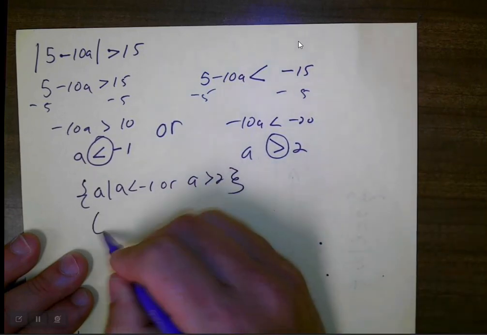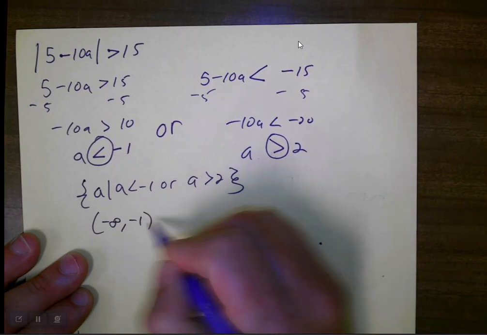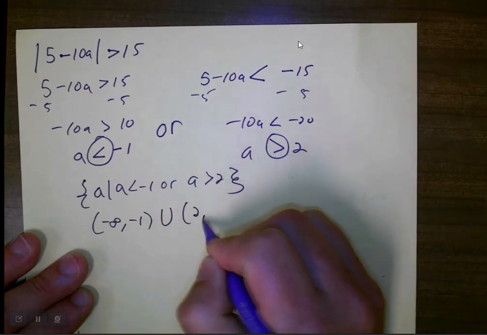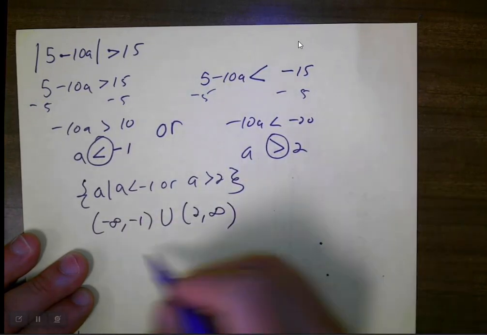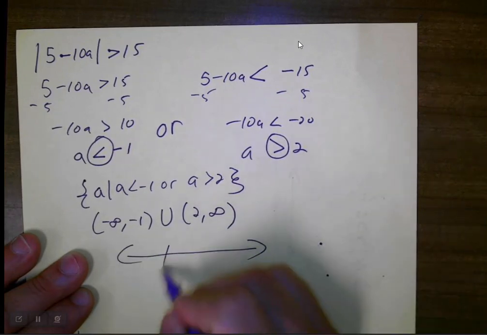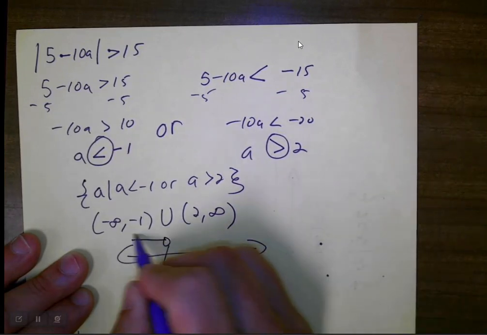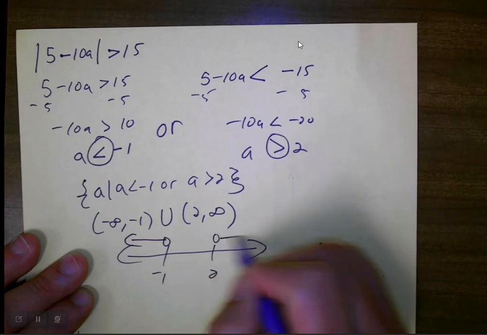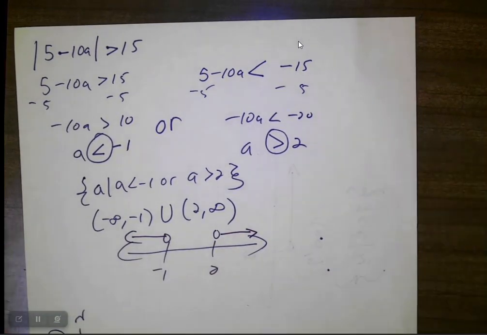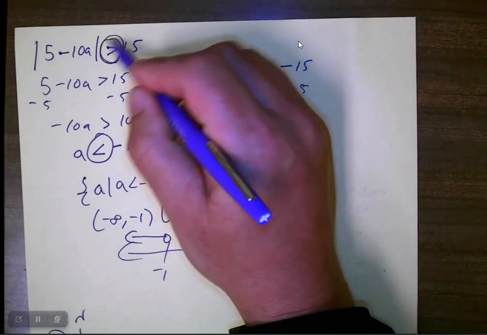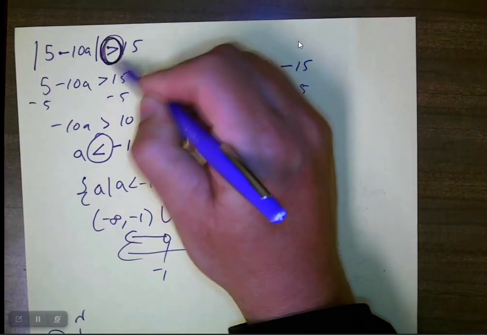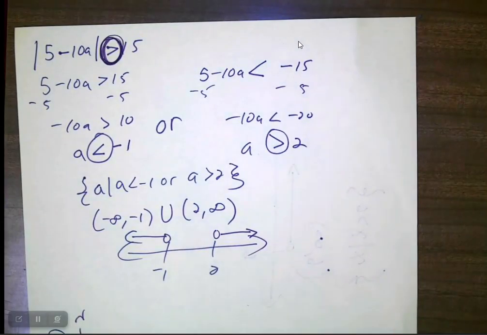And then this would look like negative infinity to negative 1, union with 2 to infinity. And your graph would be like at negative 1, open circle going this way, and at 2, open circle going that way. So that's how I know it's an or. This also, right here, kind of indicates it. That's most likely going to be an or at the very beginning. All right? Let's do a couple more with this.